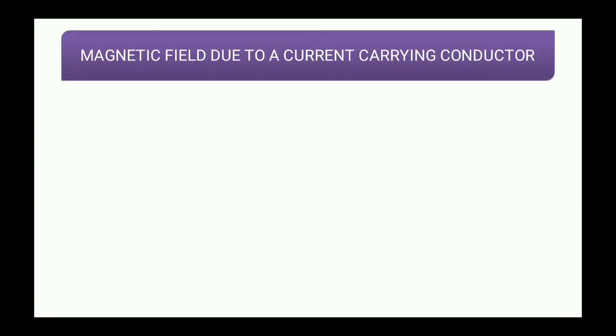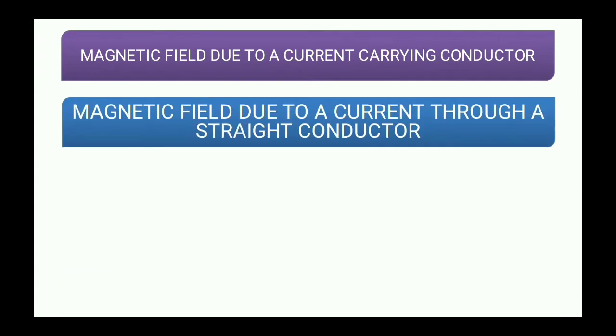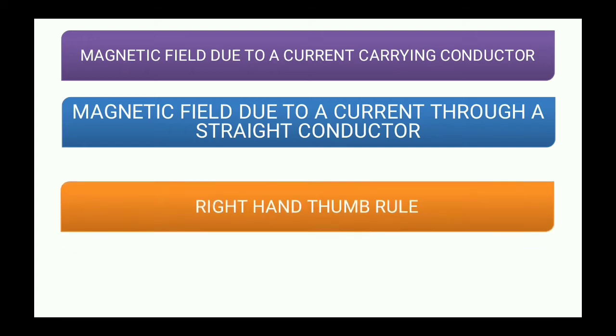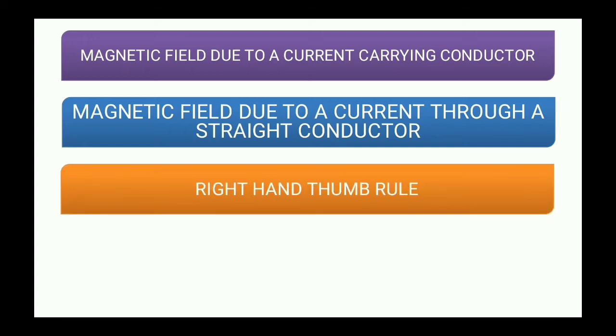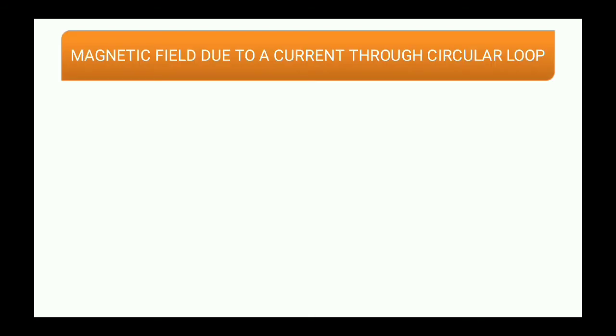In the last session we had studied about magnetic field due to current carrying conductor. In that we had also studied about magnetic field due to current through straight conductor. Then we had studied about right hand thumb rule also. And today we are going to start with magnetic field due to current through circular loop.